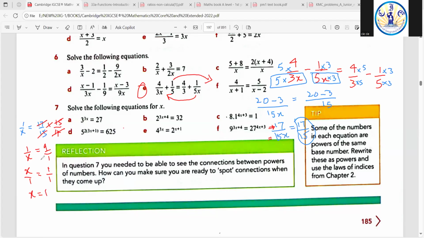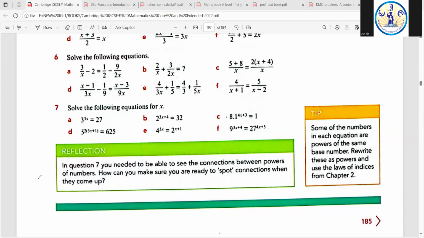Or another way could be that you can understand that 1 over x is equal to 1. You can get it cross multiplied as well. 1 is being left on the left hand side, and on the right side this is 1 times x. So 1 times x is x, and on the left hand side we have got 1. So the value of x is 1. Again, the same thing. So this is how it has to be done.